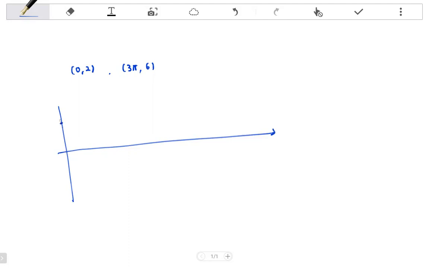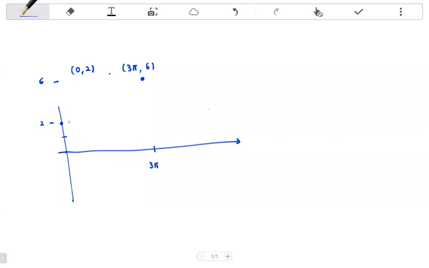Anybody? Okay. Well, let's plot the points first. So (0, 2) is going to be somewhere here, if that's 2. That's (0, 0). (3π, 6). So let's see, (3π, 6) is somewhere around here, 6 is here. Oh, this is really bad. I'm not going to draw it to scale then. Let's just draw it roughly. (3π, 6) is going to be somewhere here. That's going to be 6. And let's say that is 3π.